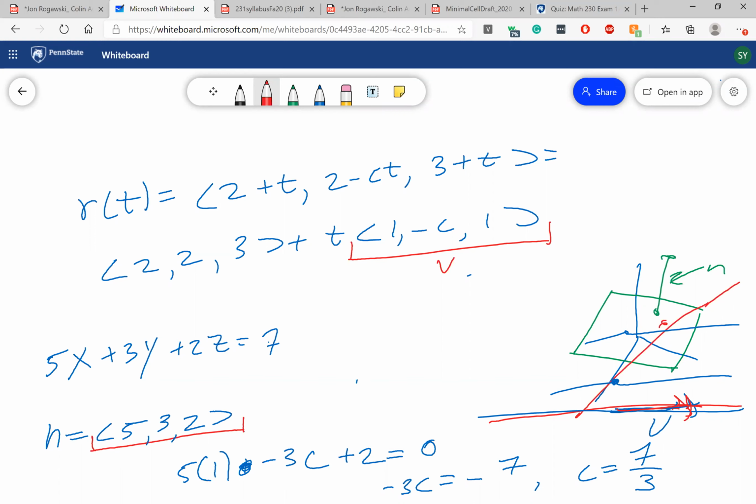Okay, thank you. So now all we really need to do to finish the problem is to check that r0 is not in the plane. So let's plug it into the plane and see. That's 5 times 2 plus 3 times 2 plus 3 times 2. Is it equal to 7? Well, this is 10, and this is 6 and 6, so no. So that finishes this problem.